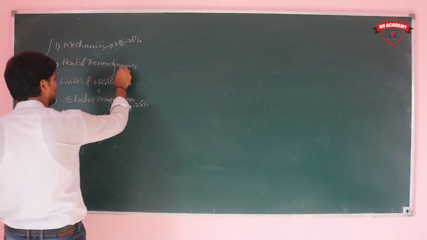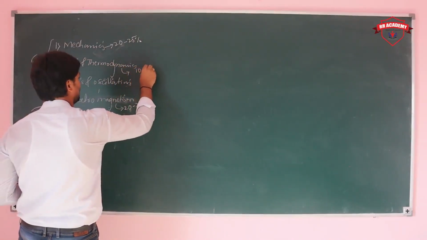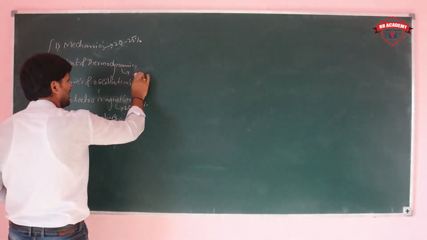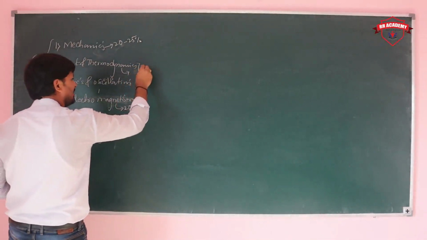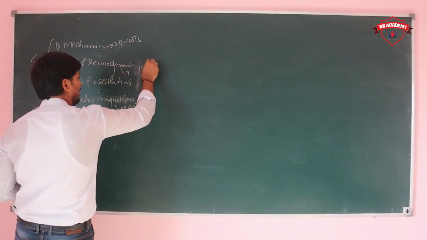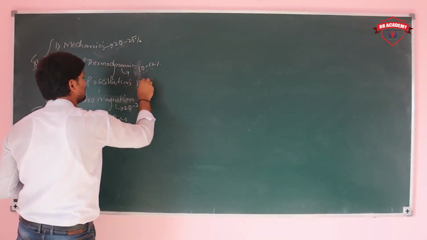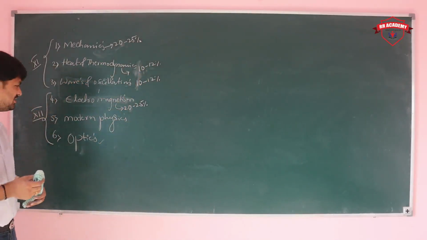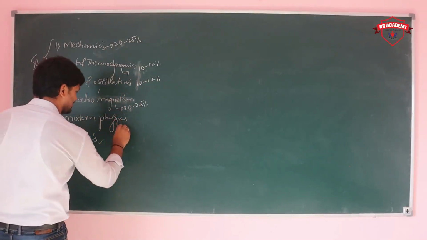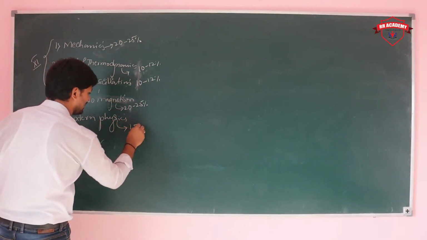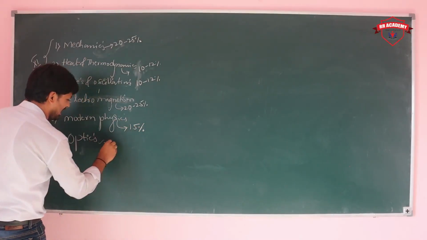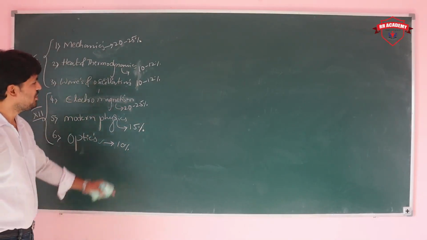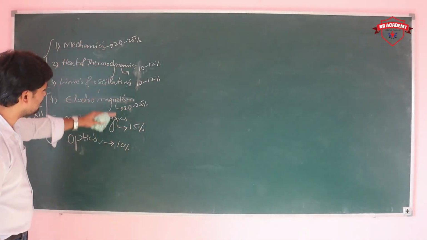And from heat and thermodynamics we are getting 10 to 15% of the questions, and from waves and oscillations, remaining, this percentage may be 10 to 12% of the questions we are getting from there. And from modern physics we are getting around 15% of the questions, and 10% of the questions we may get from optics. So this is the overview of the total syllabus.